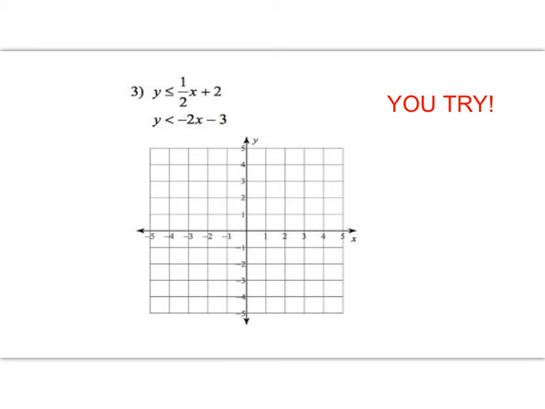So in this problem, we have a system of equations. y is less than or equal to 1 over 2x plus 2, and then y is less than negative 2x minus 3. For this one, you're going to try it by yourself. Pause the video, come back, do it, and then I'll show you how to do it.